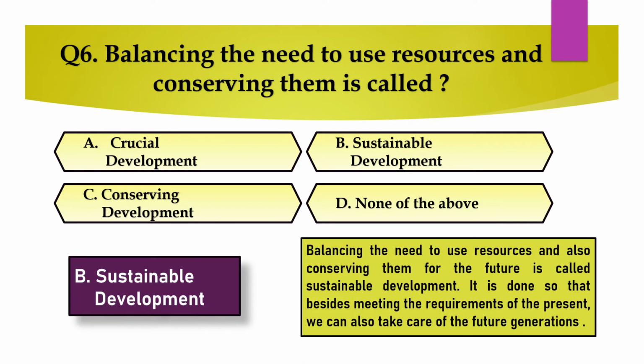Balancing the need to use resources and also conserving them for the future is called sustainable development. It is done so that besides meeting the requirements of the present, we can also take care of the future generations.